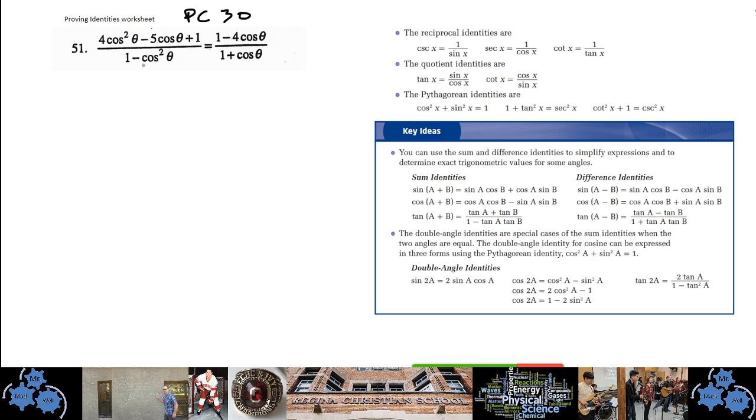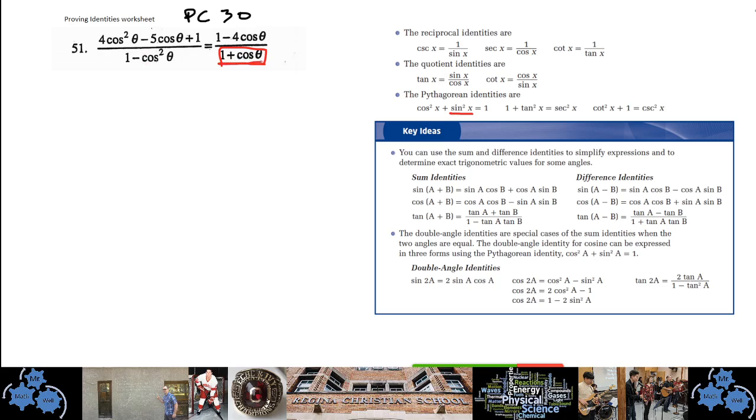Okay. And I noticed a couple things. I do notice that 1 minus cos squared is sine squared on the bottom. Now here's the thing though. I don't see sine squared on the bottom over here. So I'm not sure if that's a good idea to substitute that just yet.